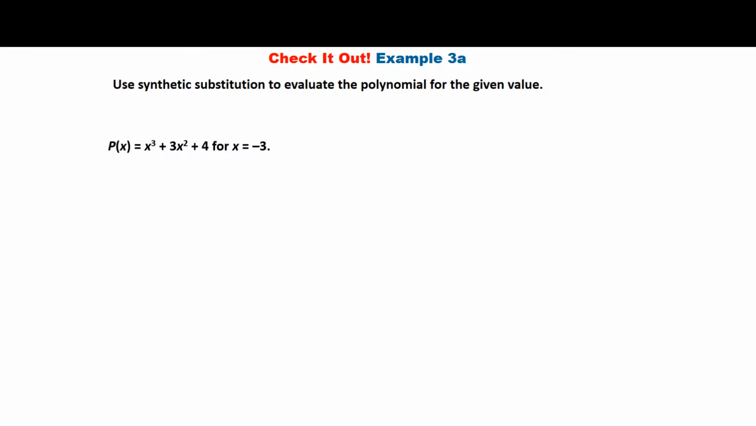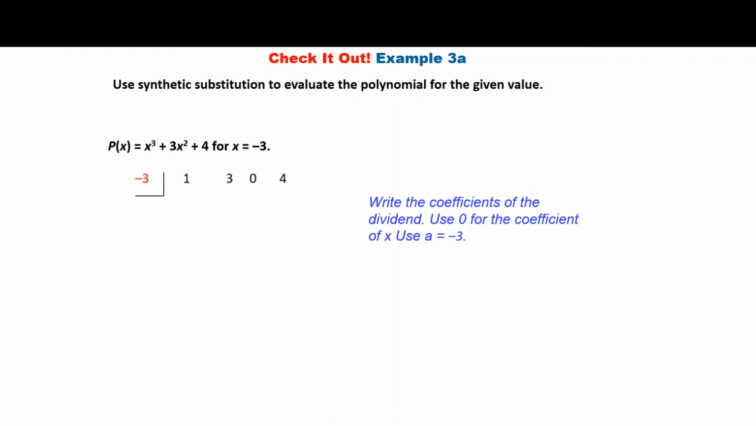Okay, so I hope you were able to do that. Let's take a look at the answer. First, we want to write the coefficients out, and then we're going to start our synthetic division. So first thing we're going to do is bring our 1 straight down. Then we multiply -3 times 1, and that's -3. We add the two together, gives us 0. -3 times 0 is 0, so we put that up there. Add the two together, we get 0 again. Multiply -3 times 0, we get 0. Add the two together, we get 4.